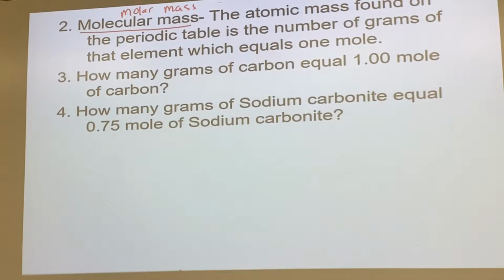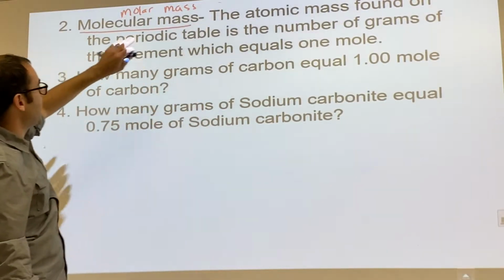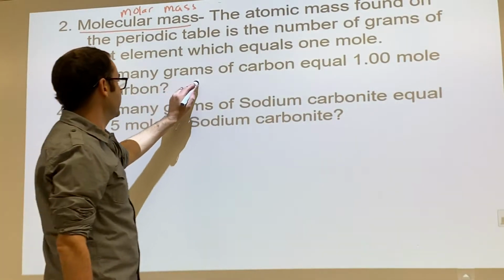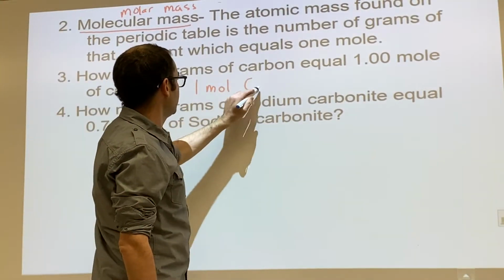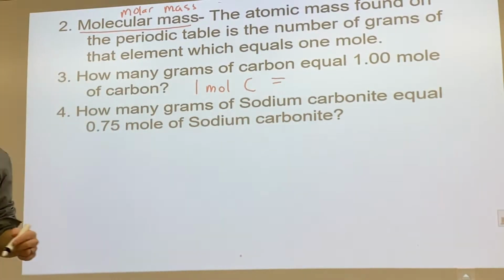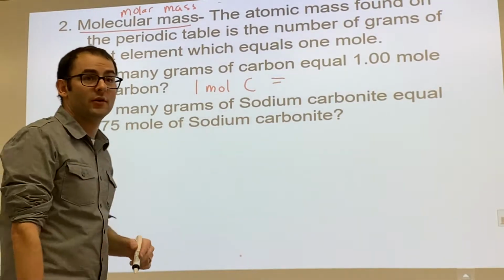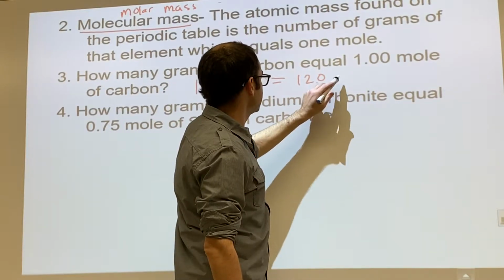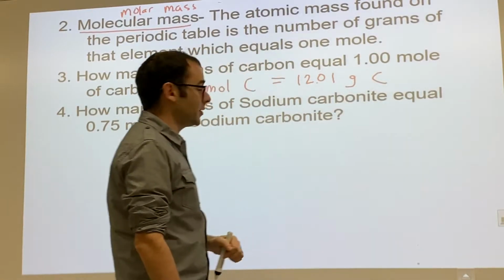All right, so it says in number 2, the atomic mass found on the periodic table is the number of grams of that element which equals 1 mole. Again, that's the conversion factor, all right? So, how many grams of carbon equal 1 mole of carbon? So, we would write this as something like 1 mole of carbon equals, and we round this to 2 decimal places, if you can. So, what would we write? Yeah, Jacob? Equals 12.01 grams. Yep, 12.01 grams of carbon. Okay?